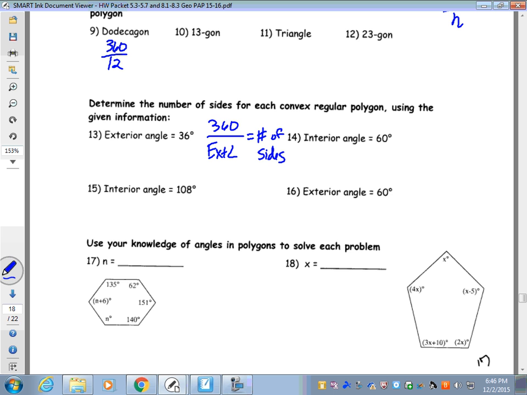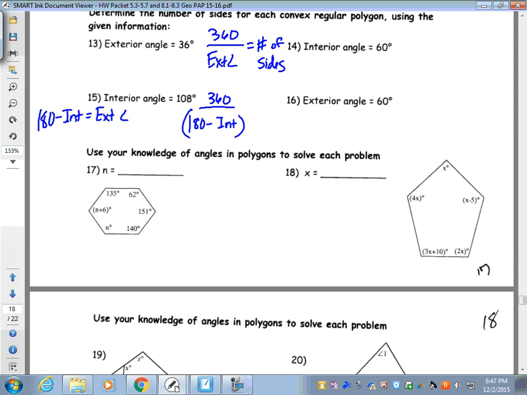Or if they don't give me the exterior angle, if I want to find the interior angle, well, that's just 180 minus the exterior, or 180 minus the interior. So I could also do 360 over 180 minus the interior angle. Because if I do 180 minus the interior angle, that would give me the exterior angle. Okay. So here's your formula here.